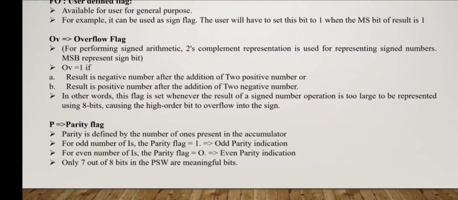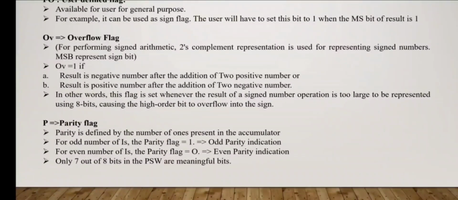In other words, this flag is set whenever the result of a signed number operation is too large to be represented using 8 bits, causing the higher order bit to overflow into the sign. Okay, so the overflow flag has two conditions. One condition is if two positive numbers are added and we get a negative number, or if we add two negative numbers and we get a positive number. So it is an ambiguity or confusion in the sign that results in overflow. The other type of overflow is if you add two 8-bit numbers and the result is greater than 8 bits, then we can say that an overflow takes place.